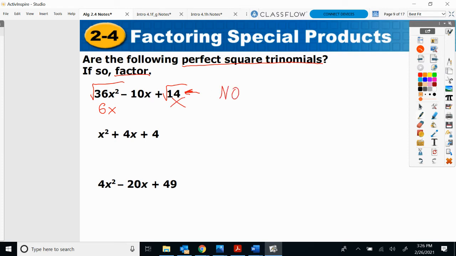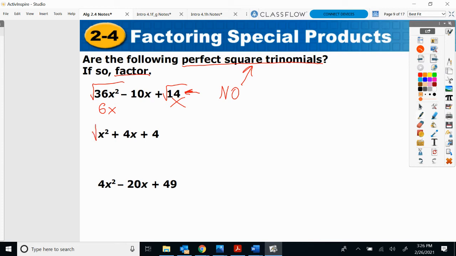So that first example we have is, we're just going to put a no there because it's not a perfect square trinomial. All right, it doesn't meet those conditions like we were working on the previous screen. Okay, so we're not going to factor that one. We're just going to say no, it is not one of these up here. Okay, let's take a look at the rest of them.